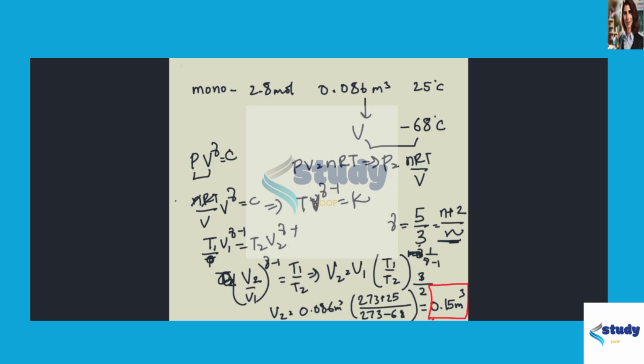So let's look at this before we leave. Let's look at this equation here. So we have V2 by V1 whole power gamma minus 1 equal to T1 by T2. So we do power 1 by gamma minus 1 on both sides. This way, the powers here cancel and we get to this equation.